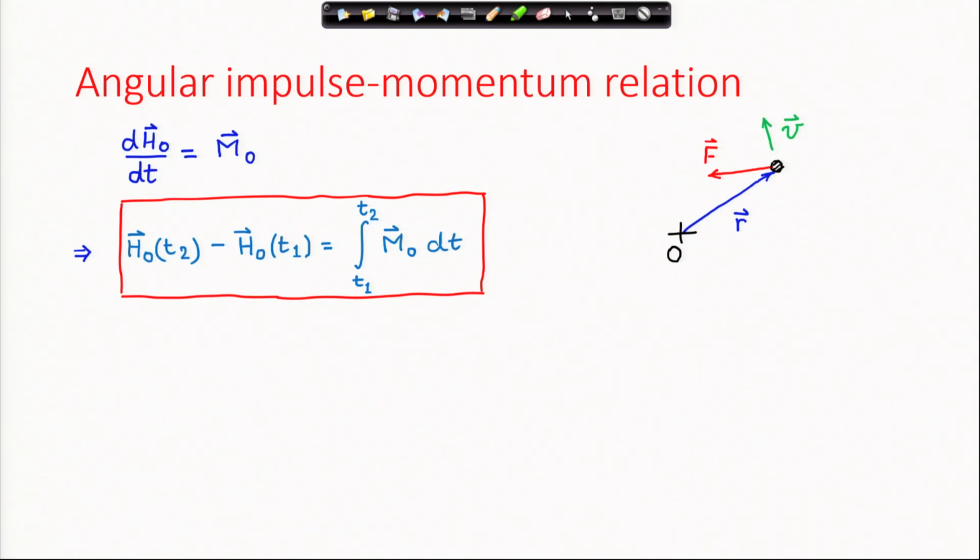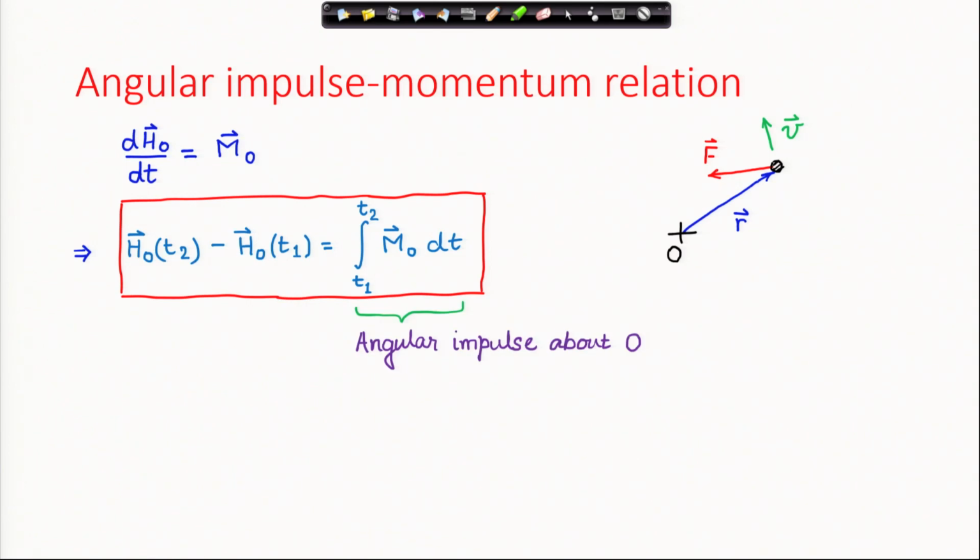Now, if you just integrate, just like for linear momentum we integrate over time, we get the change of angular momentum between two time instants is equal to the integral of the moment about O over this time interval. This is the angular impulse momentum relation. Angular impulse is the right hand side.